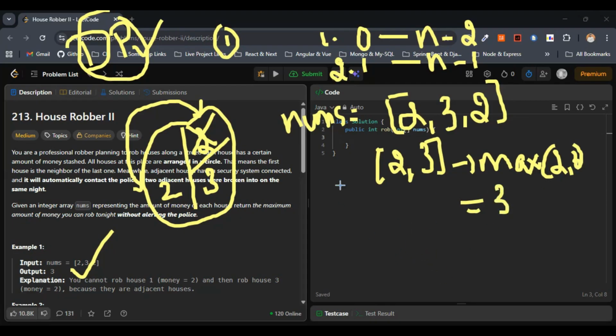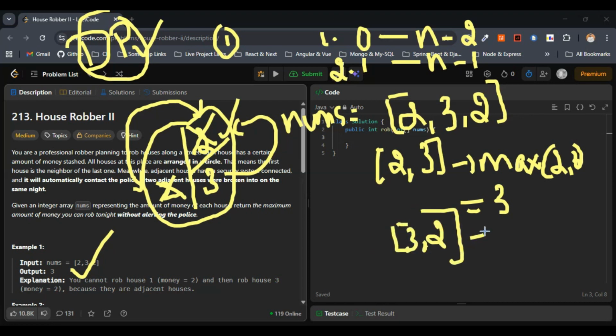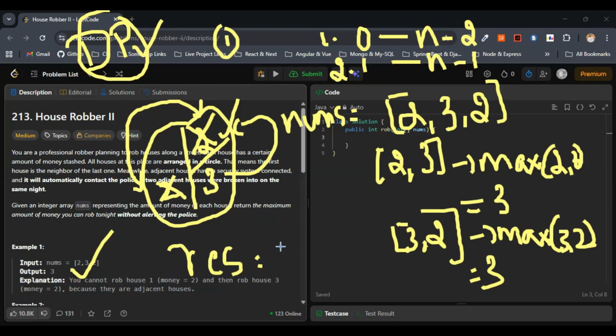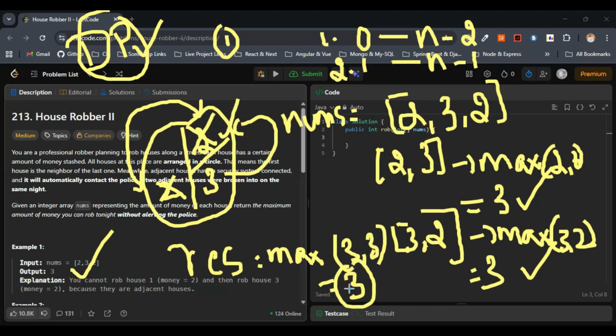So case B is exclude the first, meaning this one we have to exclude, this one we have to consider this time. So this will be 3 comma 2 again. So we will be going with max of 3 comma 2 here. DP yields max of 3 comma 2, which is again 3. So here the result is max of this one and this one, so max of 3 comma 3, which is 3. So we will return this as output.